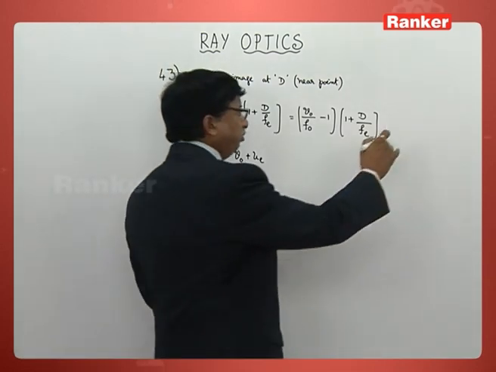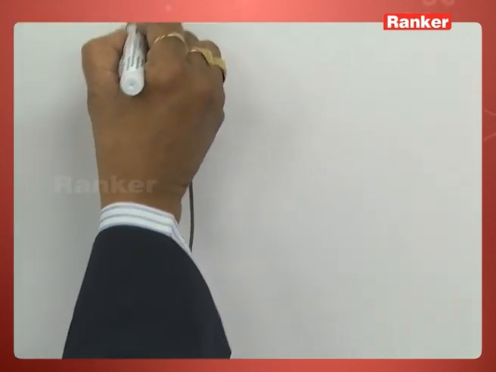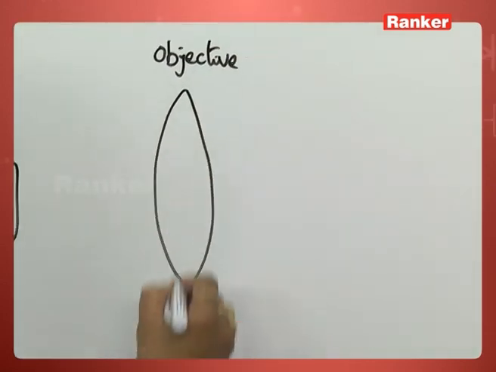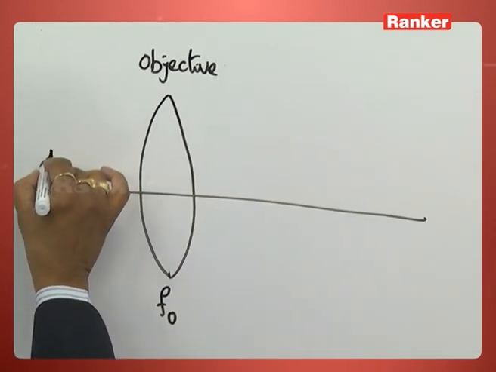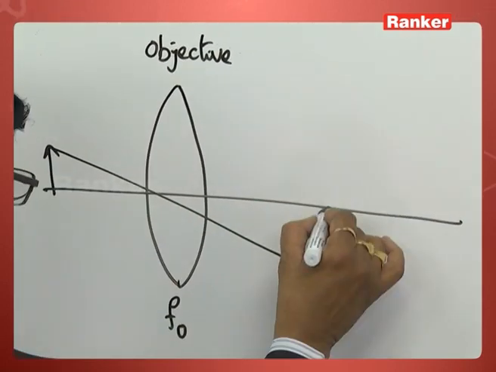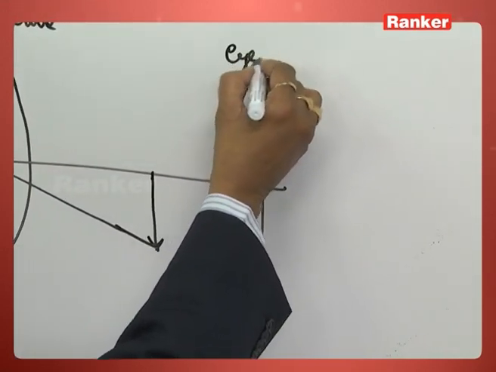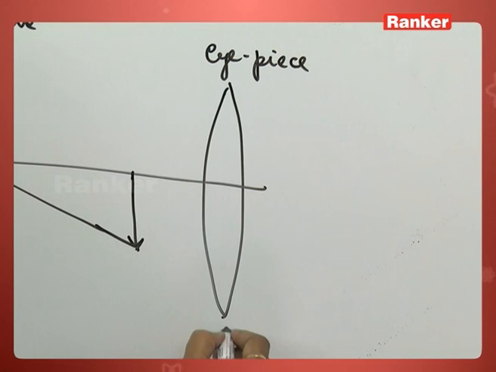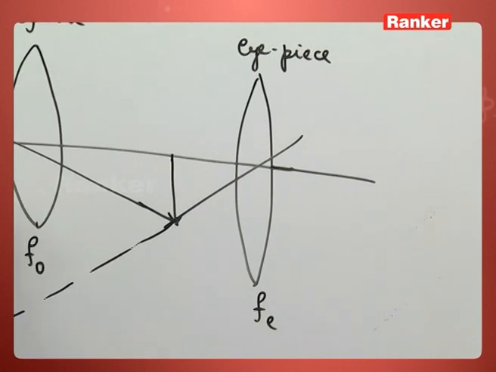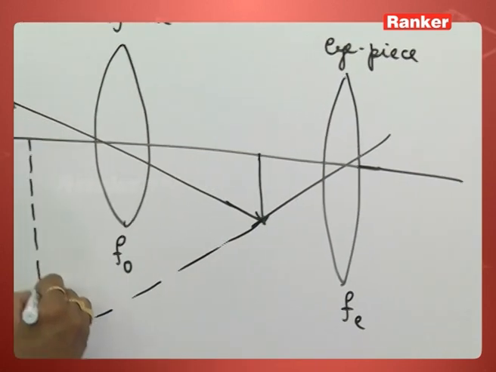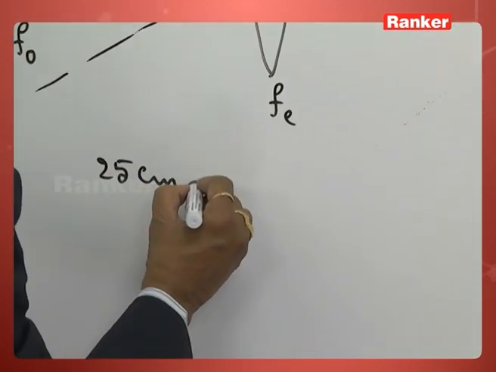So if I make a rough sketch here, this is the first lens, that is the objective, with focal length FO. The object is placed somewhere here, and the image is formed somewhere here. The second lens will be like this. This is what we call the eyepiece. Its focal length is FE. And the final image is formed somewhere here. This actually is 25 centimeter, right?